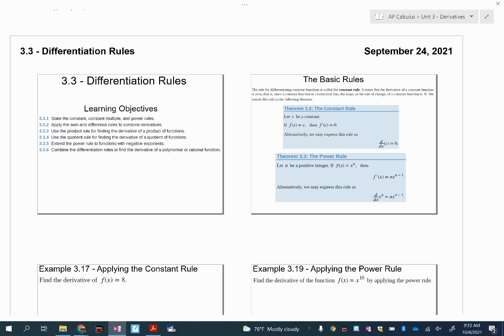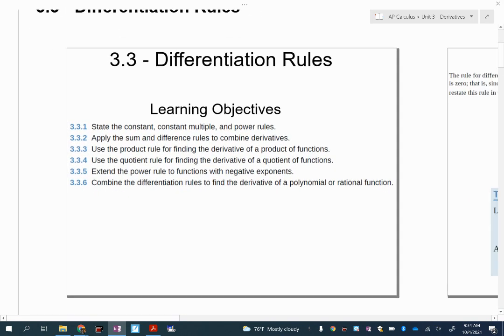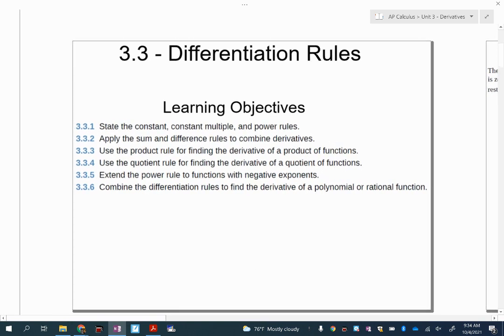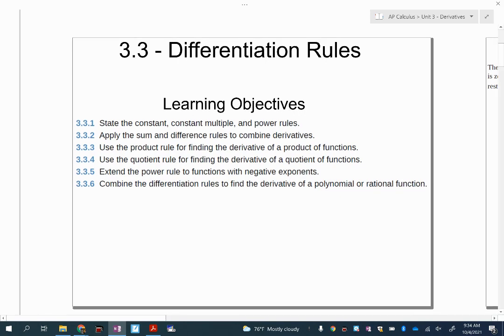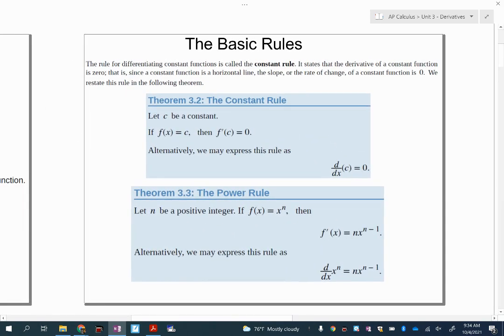And then as we get to the end of this lesson, there will be some that will take some thought, take some time. Just kind of go slowly until you get a chance to practice some of these. So here are the objectives for today's lesson. Again, we're going to look at some of these basic rules to help us find these derivatives. And then near the end of the lesson, we'll get into combining these rules to find the derivatives of more complicated functions. All right, so here's a few basic rules.